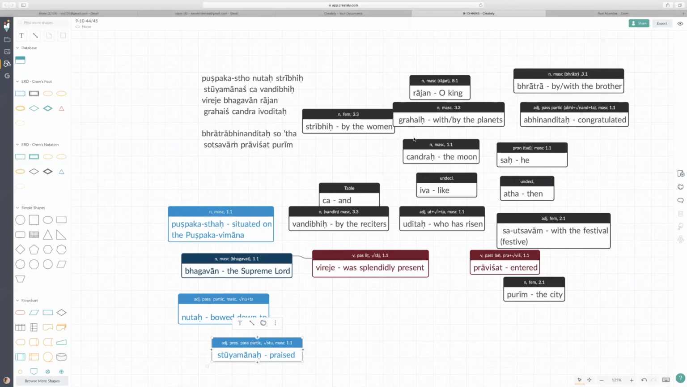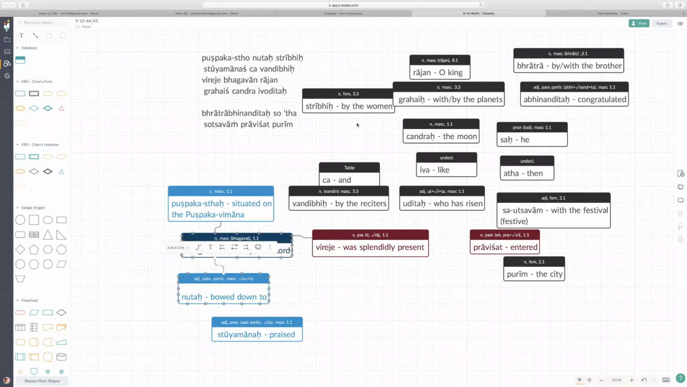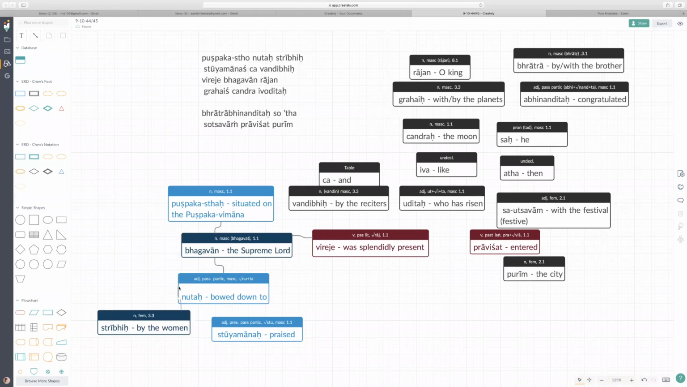Okay. So next, stribhihi. How do we connect stribhihi? Nutaha, yeah. So by the women. So this would be a subject, a passive subject of Nutaha. And Bhagavan is the object of Stribhihi, and at the same time, Bhagavan is the subject of Vireje. So one word can be simultaneously subject and object in the sentence.